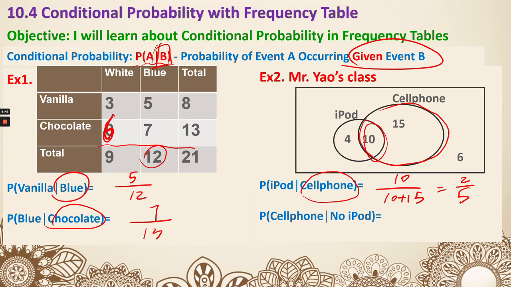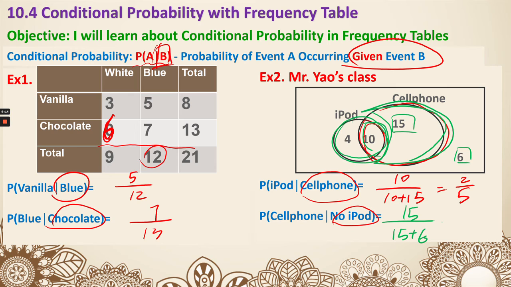Second one, no iPod. The iPod is the circle on the left side right here. So no iPod means outside that circle, which is 15 and 6. So 15 and 6. As for the top, we're looking at the left circle and see which part also had cell phone. And of course, it is this middle part, so 10 out of 15 plus 6. Actually, not 10. It's going to be the 15. Because we're looking at any part outside the circle, and the cell phone is actually this part right here, so 15. That is 15 over 21, which simplifies to 5 over 7. And that is everything for 10.4. Thank you.